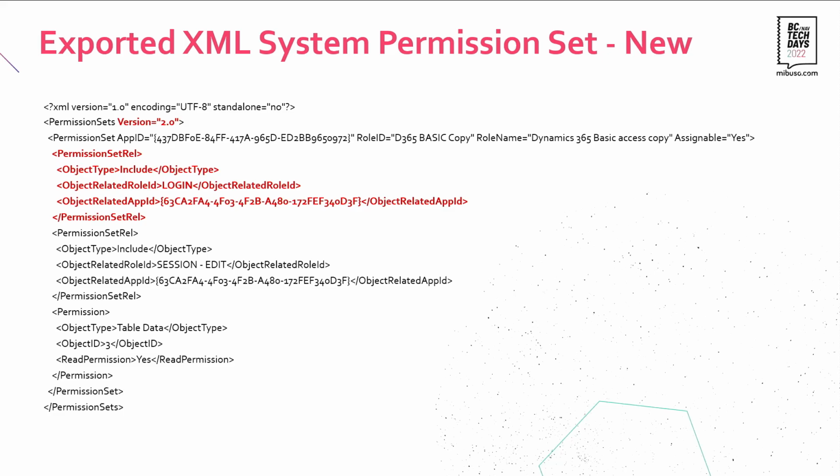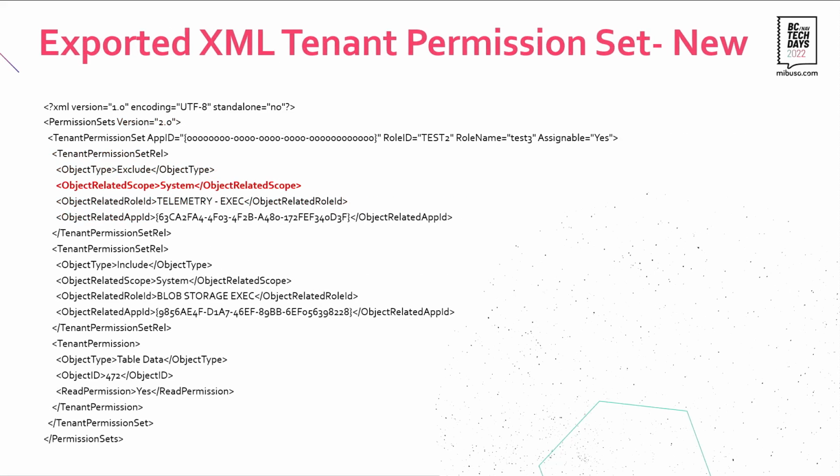So this is for the system permission set. And then there's also the tenant permission set. But one slight difference between the tenant and the system permission set being exported is that there is a related scope. It's just so that we know if it's being taken from a system permission set or not.